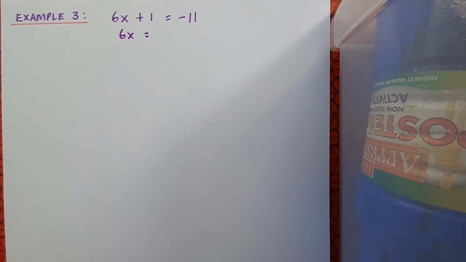Well, 6x is already on the left-hand side. Minus 11 is already on the right-hand side. And now the plus 1 comes across and changes what it's doing, so now it's minus 1. And I can work out minus 11 minus 1, and that's minus 12. Now just bear in mind, make sure that you're following the correct rules.